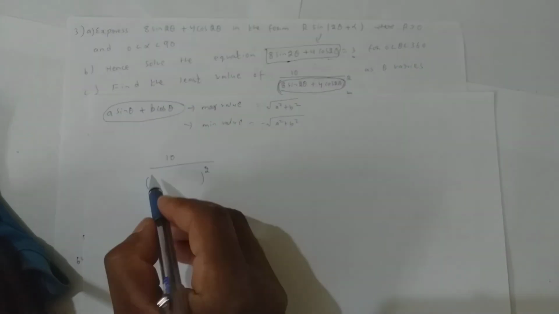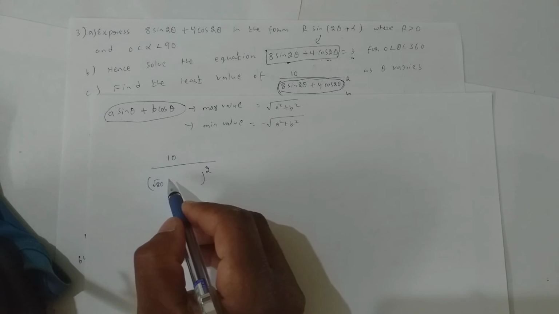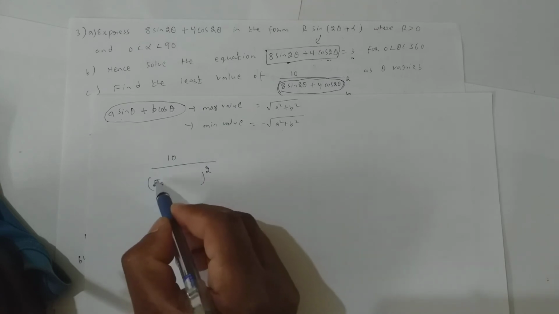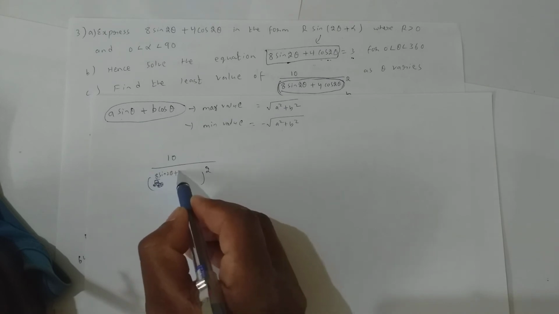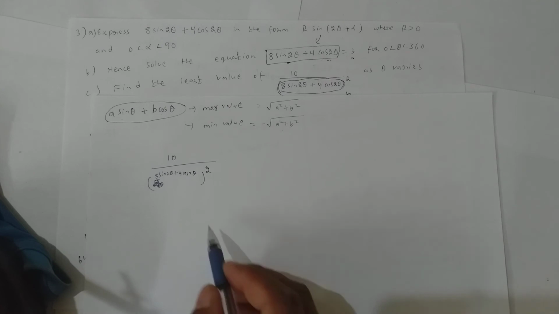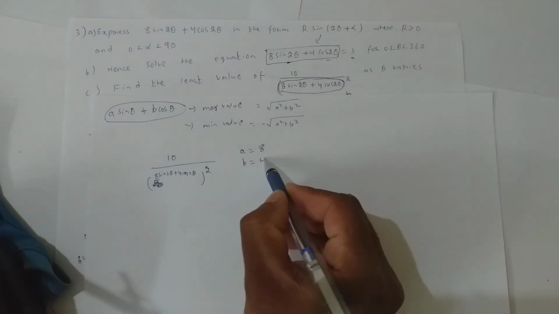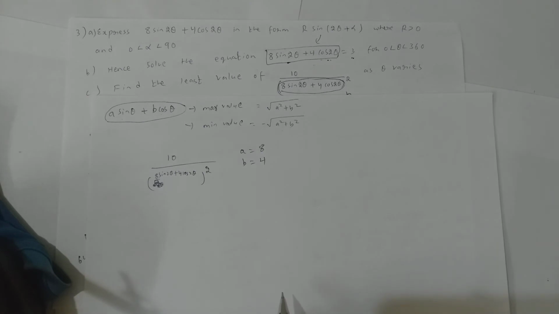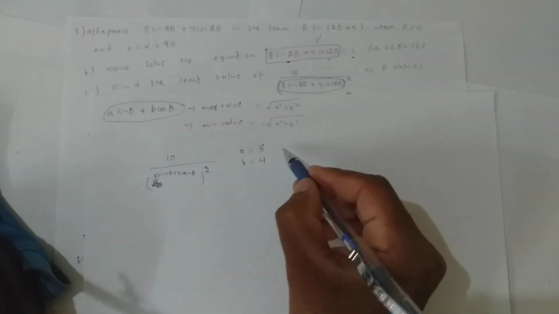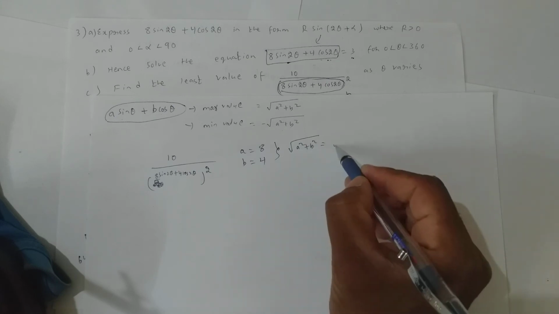So now in place of this entire thing, what can I write? I'll use the first bit answer, or else let us keep it the same way. So it is 8 sin 2 theta plus 4 cos 2 theta. In place of a I have 8, in place of b I have 4. Clear? So root of a square plus b square will give me root 80.